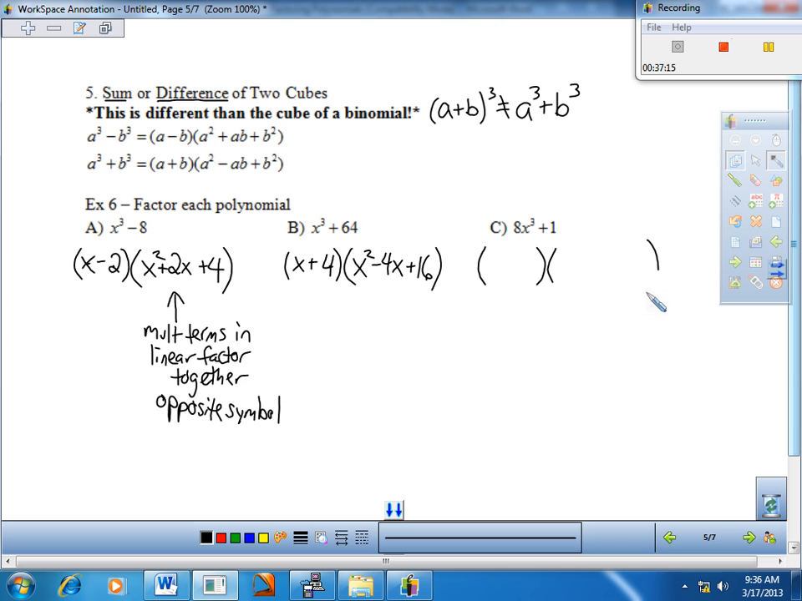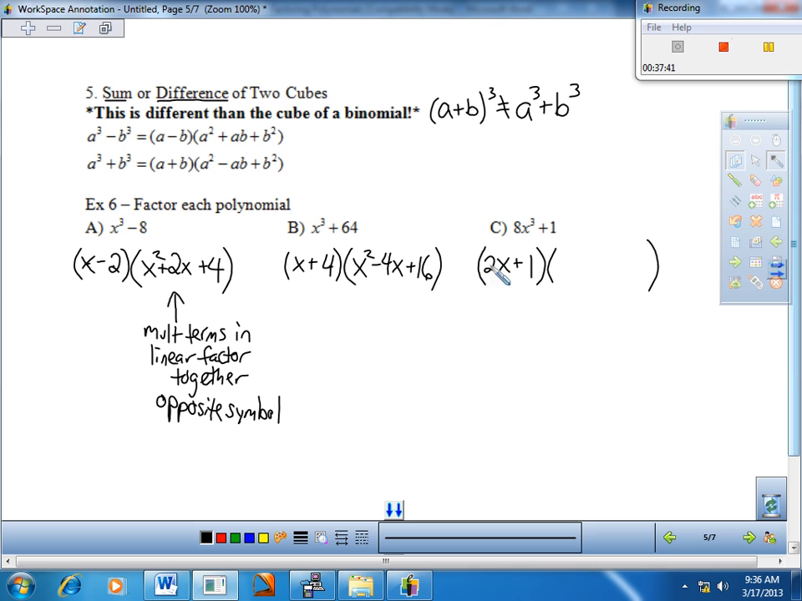Now we're into a rhythm with it. Just be a little careful on this. This is a recognition of that pattern. This is a perfect cube, and 1 is a perfect cube as well. 1, of course, is a perfect square, but in this case, I think we're fitting in the cube pattern because of that. So what cubed would give me this? 2 cubed gives me the 8. X is what's cubed to give me x cubed. And then plus plus, 1 cubed gives me 1. So 2x plus 1 as the linear factor.